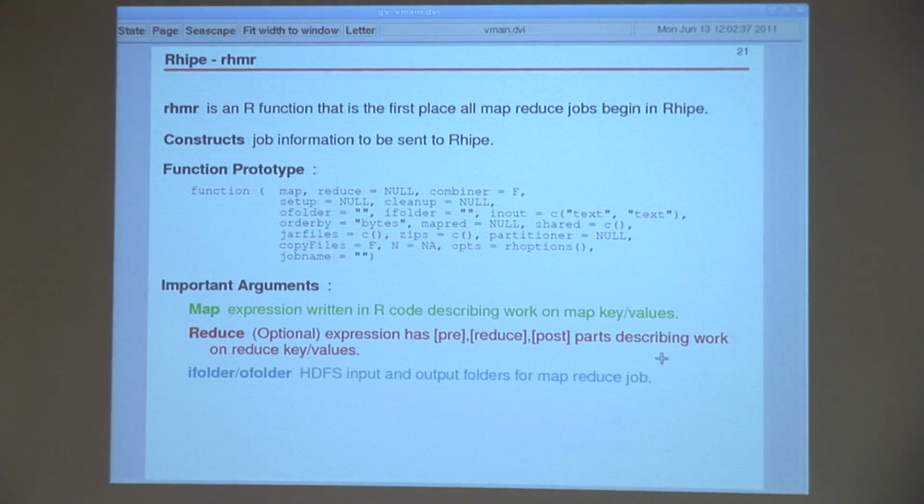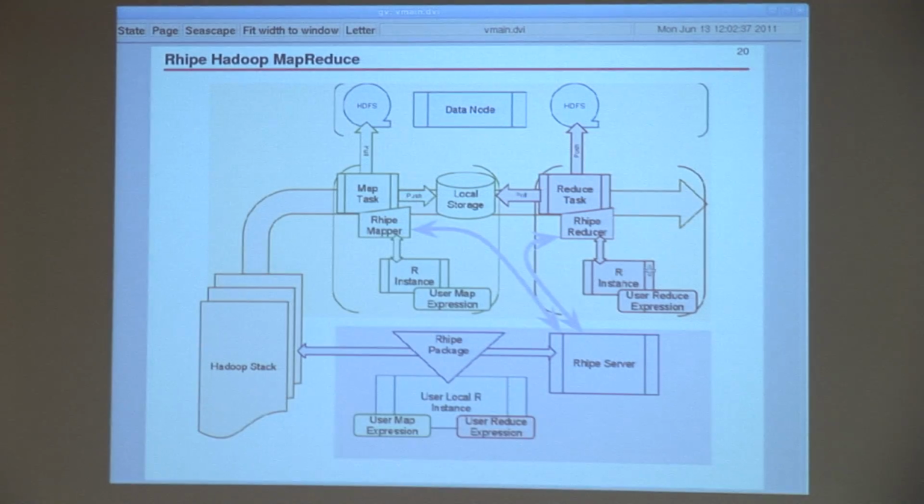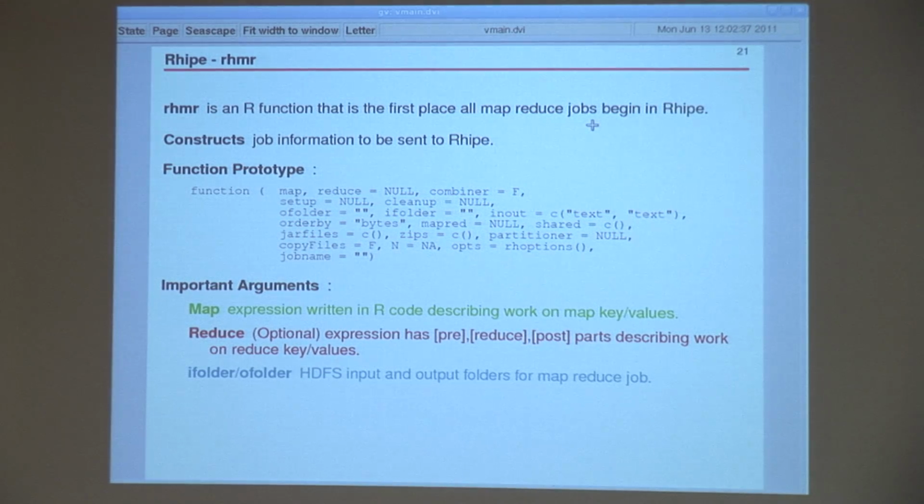So how does this happen? I talked about, OK, you're in R down here. You've loaded some package with a library command. And then all of this happens basically invisible to you. That's made possible by a function. The crucial function for all of this is rhmr, which stands for RIPE MapReduce. And this is where we communicate everything we want to communicate about the job.